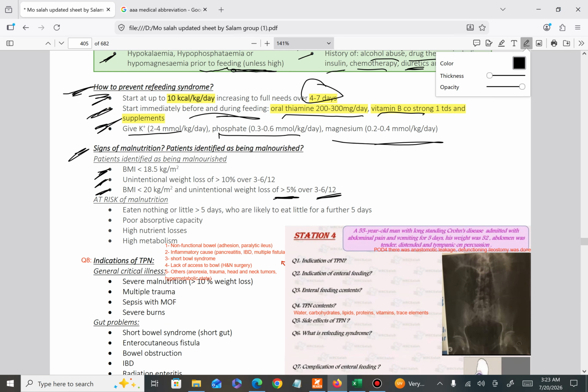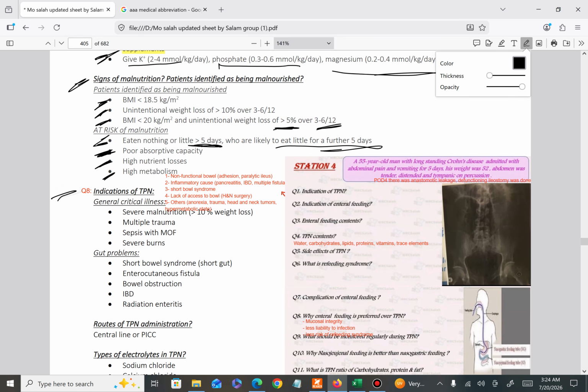Now at risk of malnutrition, which people will be at risk of malnutrition? The first is eat nothing or little for more than 5 days, or are likely to eat little for a further 5 days. Then poor absorptive capacity, high nutrition losses, high metabolism.